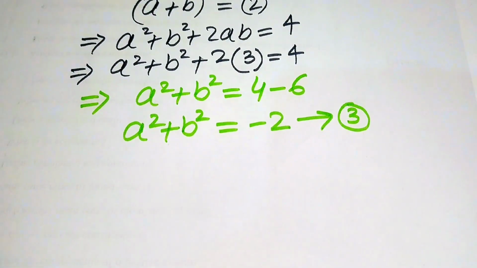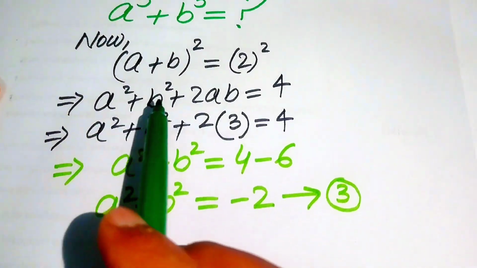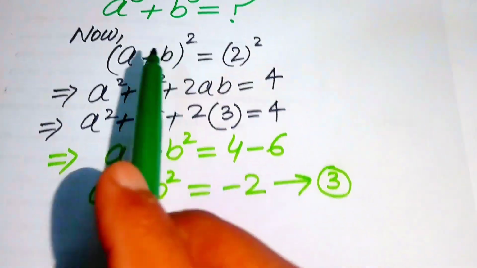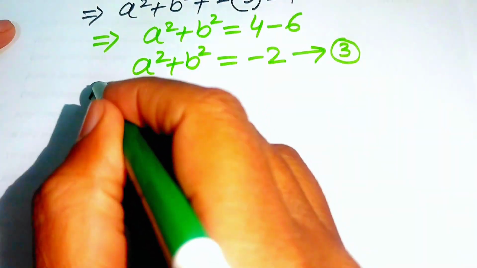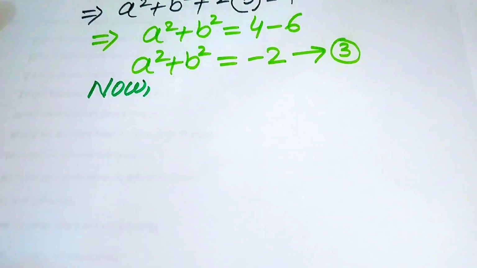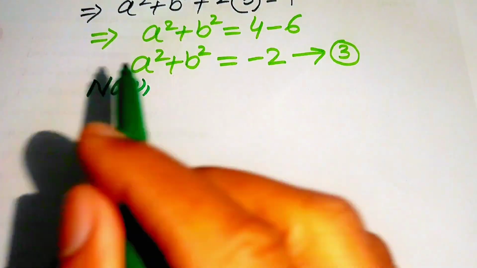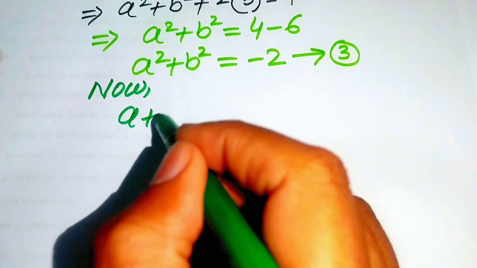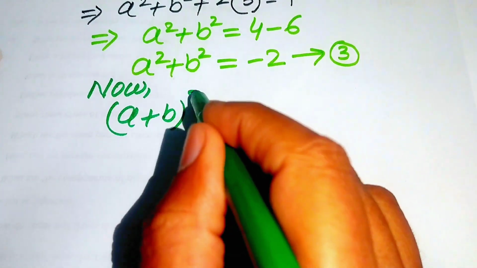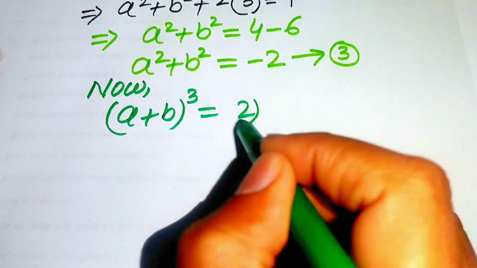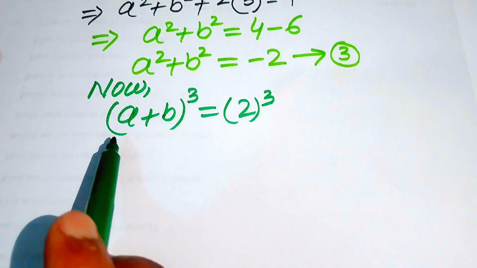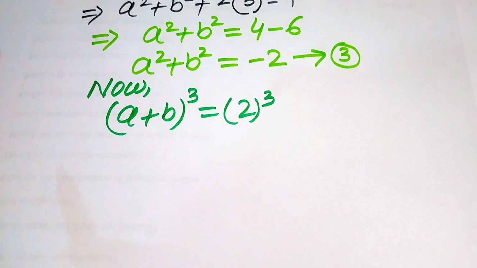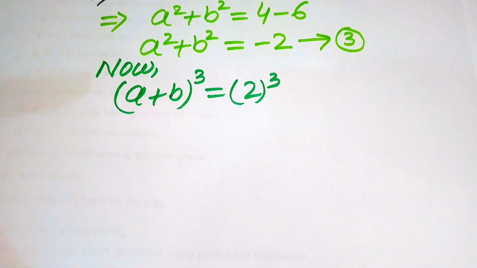In the next step we again focus on equation number 1, and now we take the cube on both sides of equation number 1. Before we took the square on both sides, but now we take the cube, so that we get (a plus b) whole cubed equals 2 cubed. So now we take a cube on both sides of equation number 1, and here we use the cubic identity.